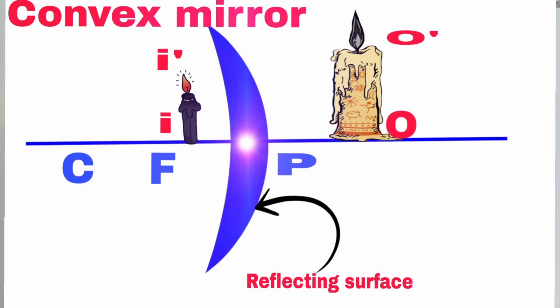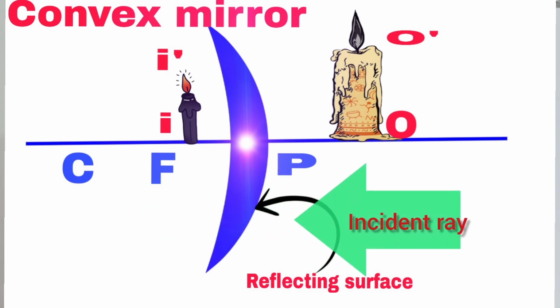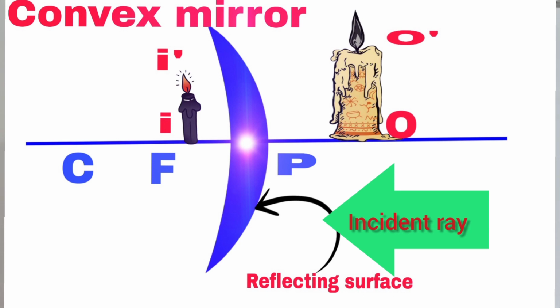Now try to apply the Cartesian sign conventions for the diagram which I have shown to you. The first step is to find out the direction of the incident ray. The direction of the incident ray is from the object towards the mirror. Here I have taken a convex mirror, so it is directed from the object towards the convex mirror. The object distance you should measure from the pole in the opposite direction of the incident ray, so it should be taken as negative.